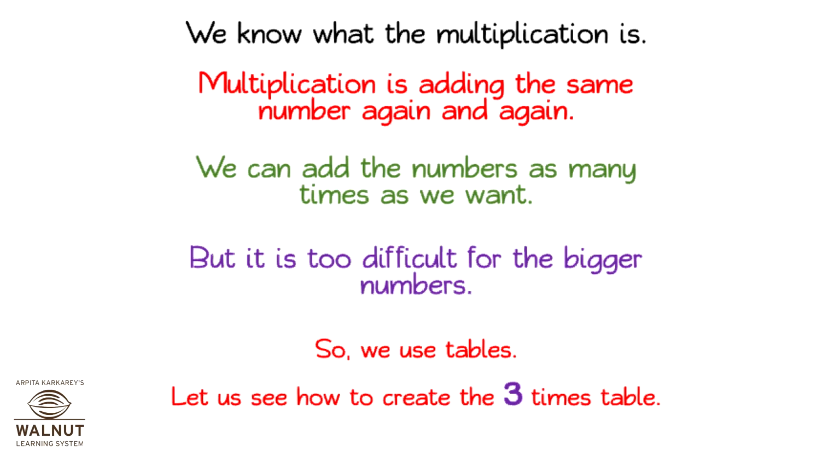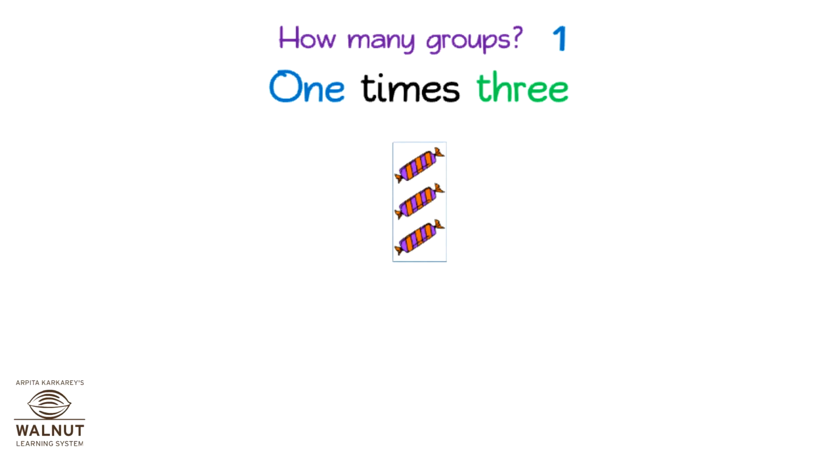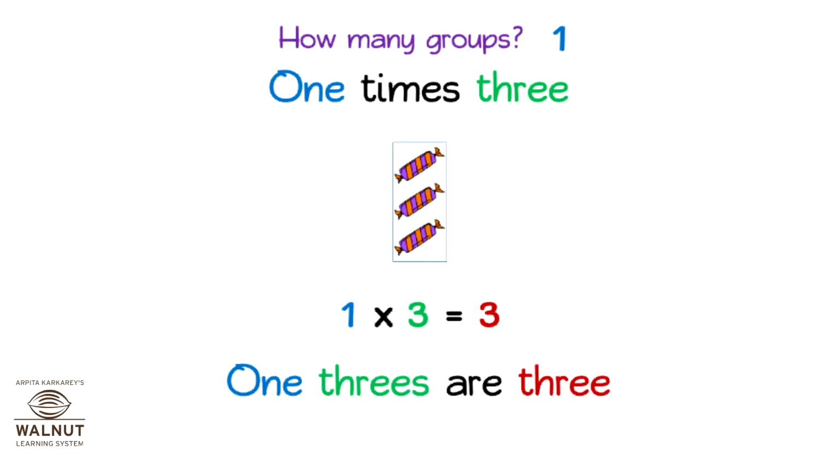So we use tables. Let us see how to create the 3 times table. To create the 3 times table, we take a group of 3 things each time. How many groups do we have? 1. That is 1 times 3. We write it as 1 multiplied by 3, which is 3. We read it as 1 threes are 3.